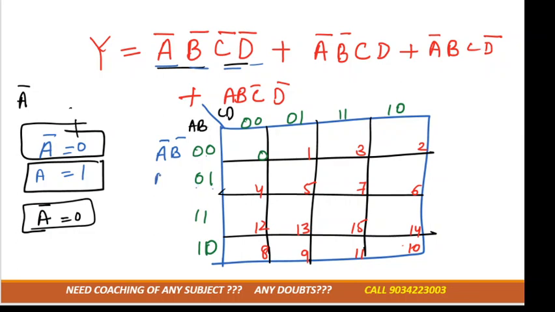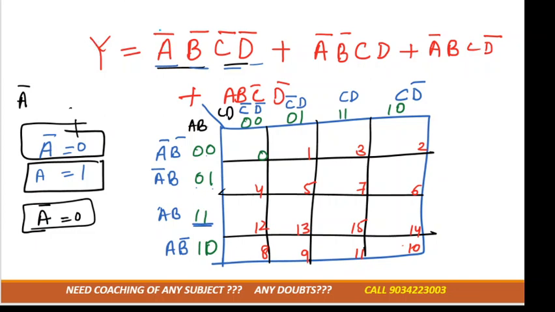So for this, what would be? A bar, B. Now tell me for this 1 1, what can I write down here? A, B. Similarly, tell me for here, A, B bar. Now tell me for this, C bar, D bar. This one would be C bar D, C D, and C D bar. Okay, any doubt?